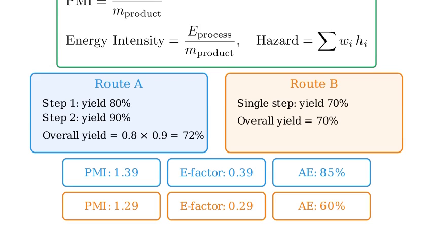Route B uses 90 grams for 70 grams product, so the process mass intensity is 1.29, E factor is 20 grams over 70, about 0.29, but its atom economy is lower at 60% due to a sacrificial leaving group. Let us place these as badges under each panel.